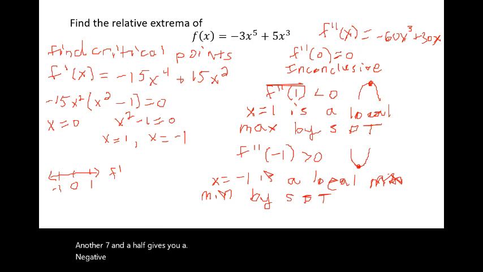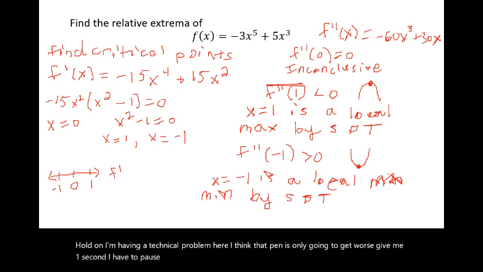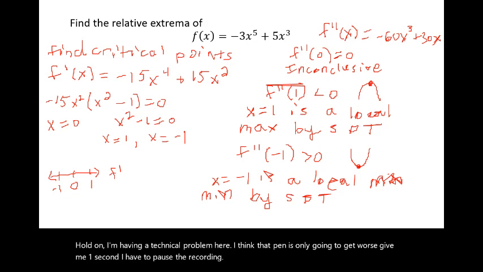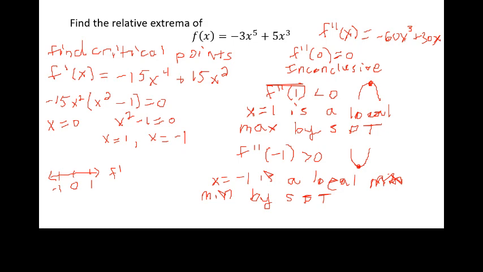Hold on, I'm having a technical problem here. I think that pen is only going to get worse. Give me 1 second, I have to pause the recording. All right, let's hope that what I did actually fixes it a little bit.